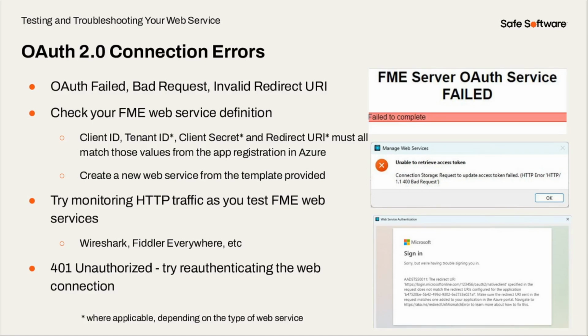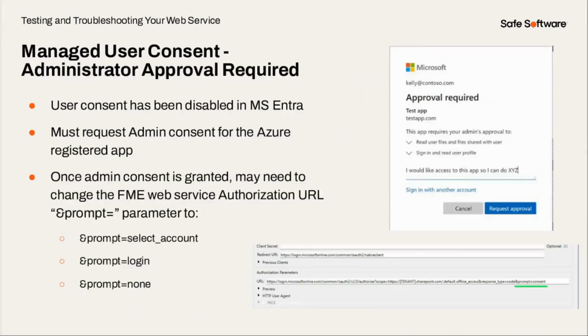It can be helpful to get a tool like Wireshark or Fiddler Everywhere if you foresee a lot of API work in your future. These are HTTP traffic monitoring tools that might give you some more details about the errors you're seeing. And sometimes it's as simple as just re-authenticating your web connection. If you start seeing 401 unauthorized errors all of a sudden, try re-authenticating your web connection.